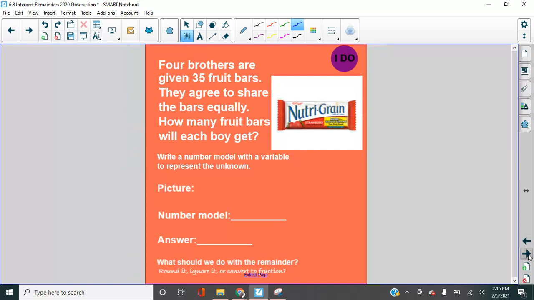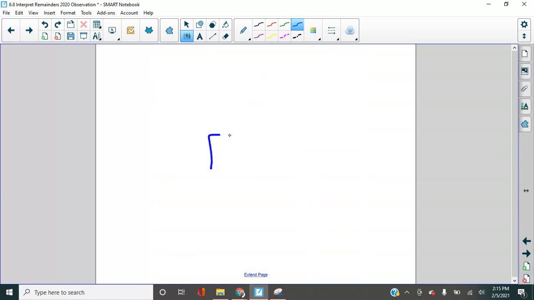Here we'll see a different type. Okay, 4 brothers are given 35 fruit bars. They agree to share the bars equally. How many fruit bars will each boy get? So our picture, and 35 fruit bars. That's going to be a lot. So let me show you what you can also do here. 35 divided by 4. You can just write the numbers too, right?